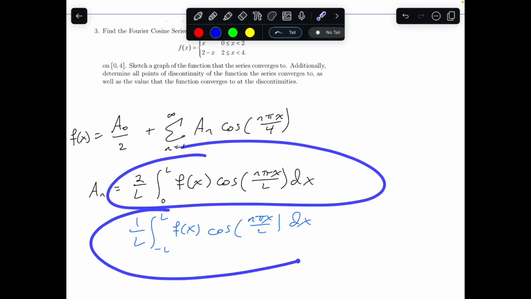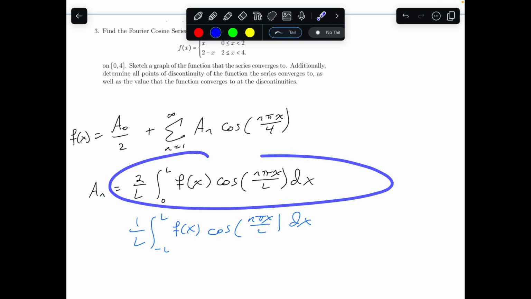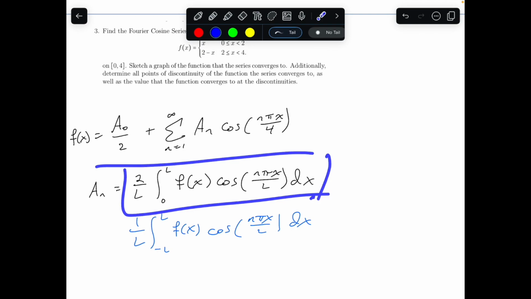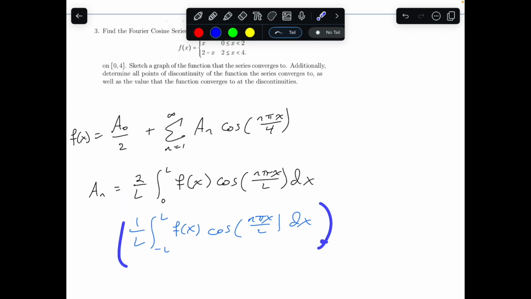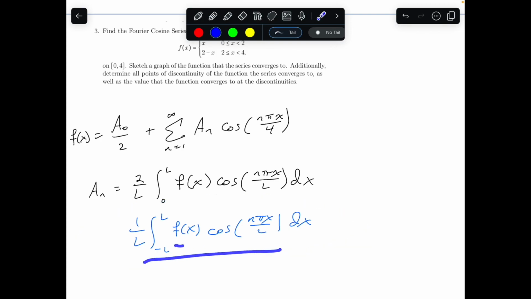People get kind of confused about when to use the first one versus the second one. When you're doing a Fourier cosine series or a Fourier sine series, you pretty much always want to use the 2 over L times the integral from 0 to L one. There's almost no situation where you would want to use this one, because if your function is already known to be an even function, then technically this would work.